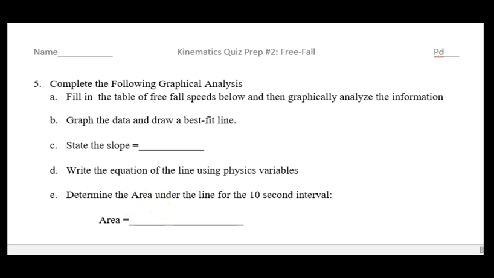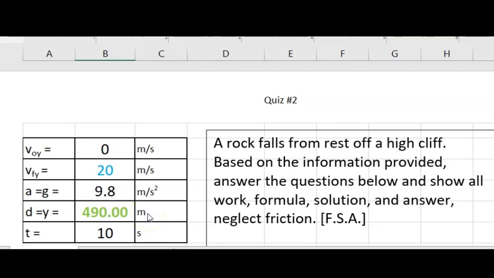Let's work through this problem. So we know it's a free fall problem, and we know its initial speed is 0. We're going to choose a speed of 20 meters per second to be a reference speed. We know gravity is 9.8 meters per second squared, and we want to find or prove that the height from which it fell was 490 meters in a time of 10 seconds. Let's solve this problem step by step.